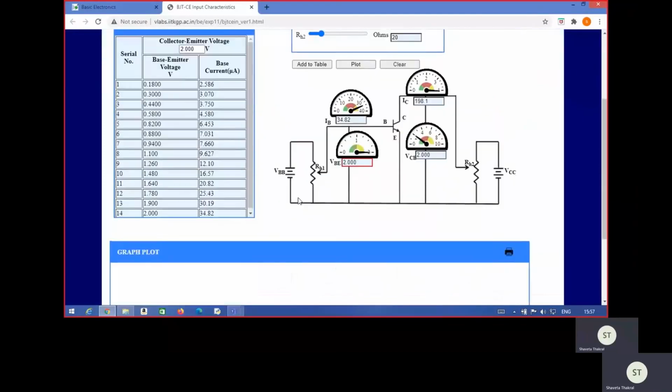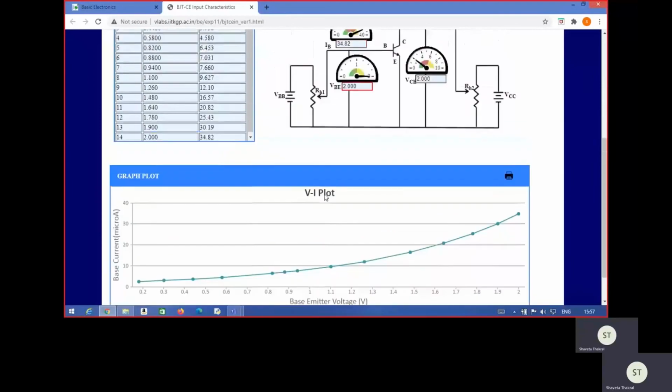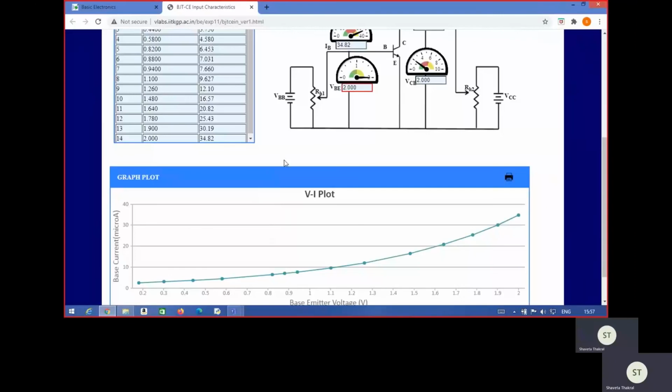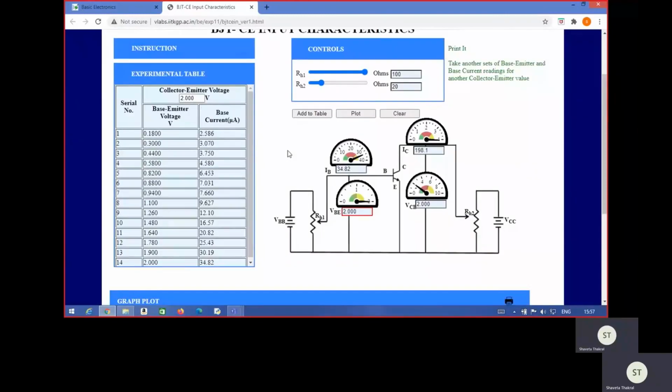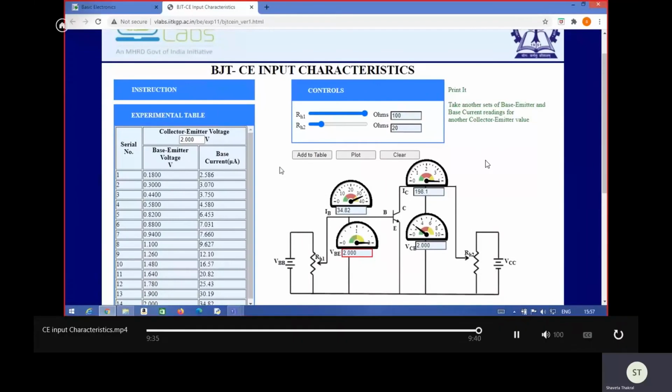So here we have another set of readings. We can again click on the plot and we have another curve, and this is the second curve that is plotted for VCE 2 volt. Similarly we can have another set of readings at VCE 3 volt, and we have another curve here. So in this way we can have 3 curves, and we can see the variation in the curve with respect to change in the value of VCE. So this is all about the input characteristics of BJT in the common emitter configuration. Thank you.